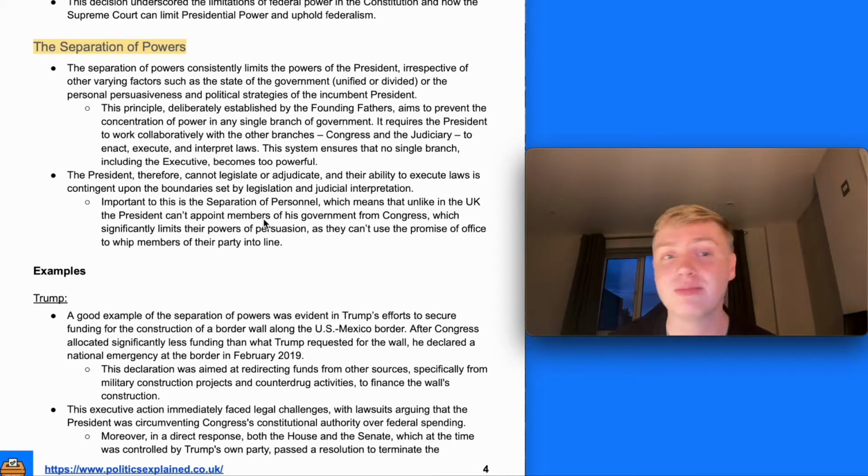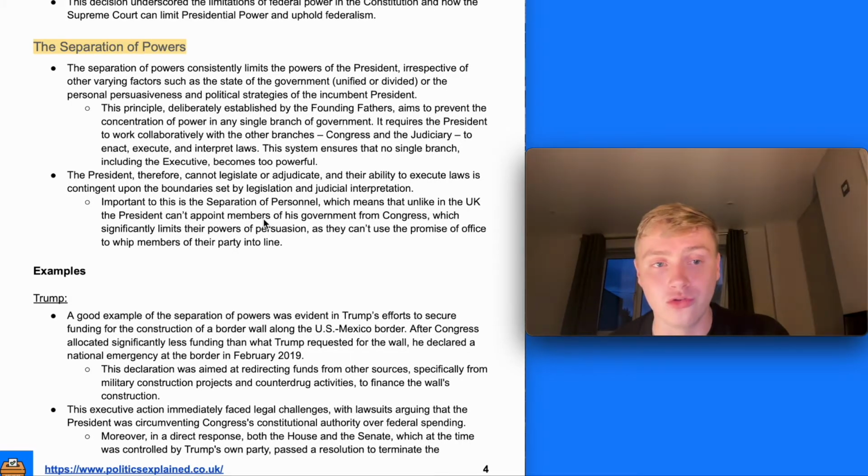The next key constant limitation on presidential power is the separation of powers, which consistently limits the power of the president irrespective of other varying factors such as the state of the government, whether it's unified or divided, or the personal persuasiveness and political strategies of the president. This principle, deliberately established by the Founding Fathers, aims to prevent the concentration of power in any single branch of government, and it requires that the president work collaboratively with other branches to enact and interpret laws. It really ensures that no branch, especially the executive, becomes too powerful.